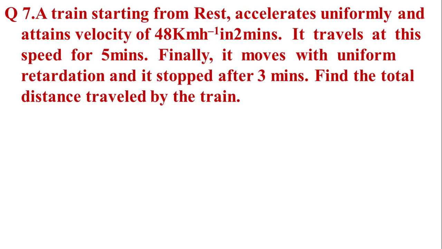In question number 7, a train starts from rest, accelerates uniformly and attains the velocity of 48 kilometer per hour in 2 minutes. It travels at this speed for 5 minutes. Finally, it moves with a uniform retardation and stops after 3 minutes. Find the distance traveled by the train. First of all, we draw a trapezium. Then we solve this numerical.